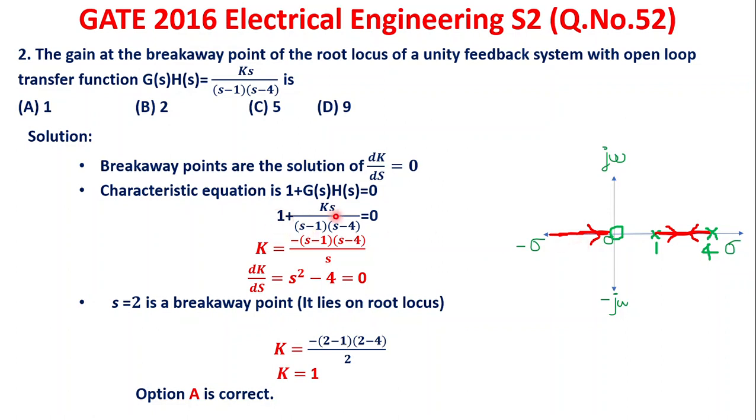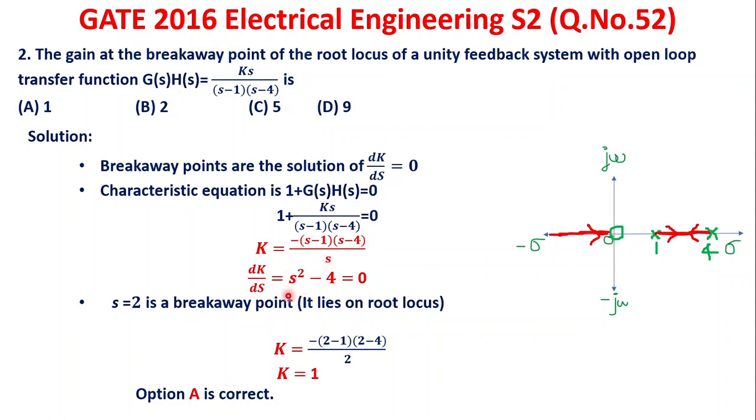So the characteristic equation 1 + G(s)H(s) = 0 we have to write as usual. Breakaway points are the solutions of dk/ds = 0. This we know very well from our root locus lecture, control system lecture series lecture 10. So the characteristic equation we know, so k we can write. Then differentiate this k with respect to s.